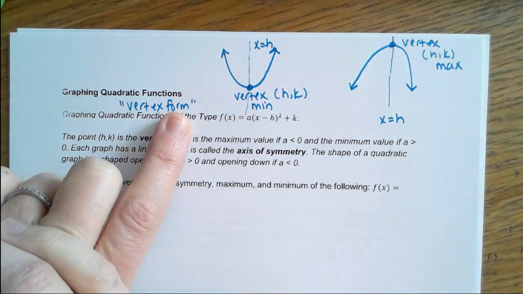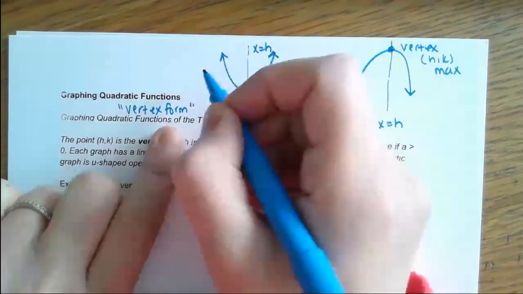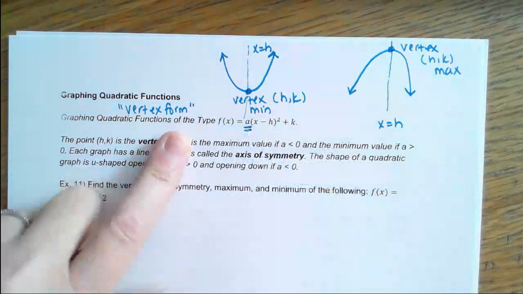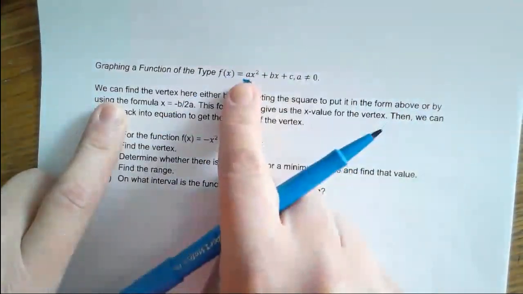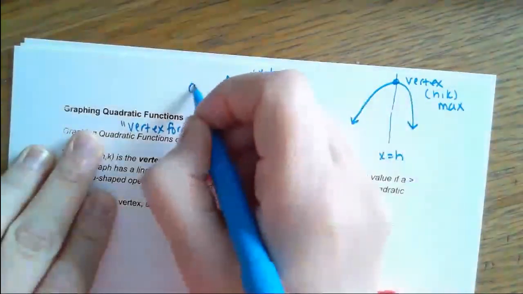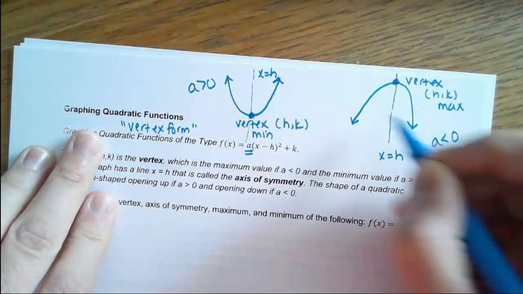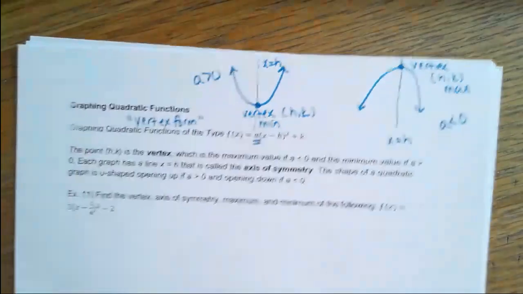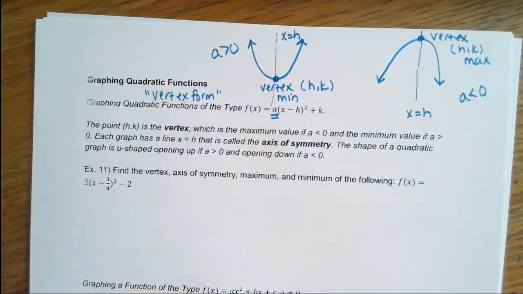And how do you know if it goes up or down? That's actually pretty easy to figure out. If your leading a value, whether it's in this form or even in this form, it doesn't matter. When your a value is positive, it goes up. And when your a value is negative, it goes down. So just by seeing the leading piece here, you can know a lot about your function already.